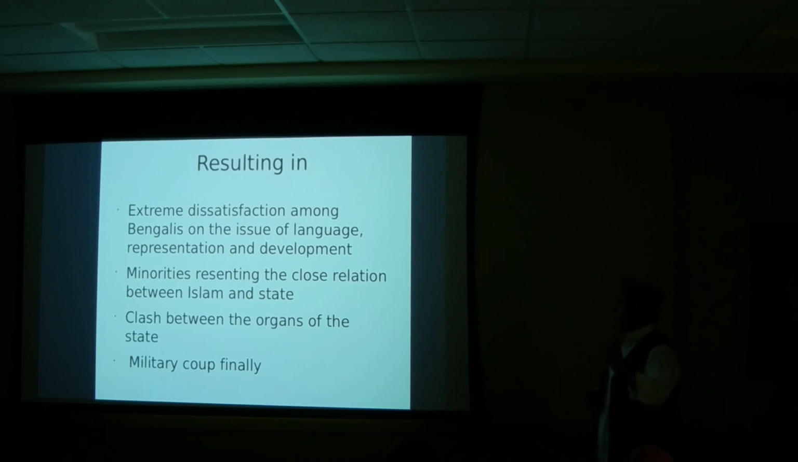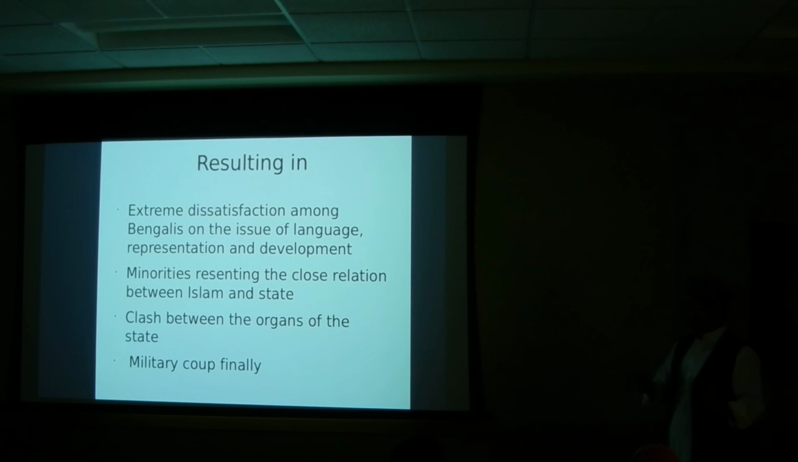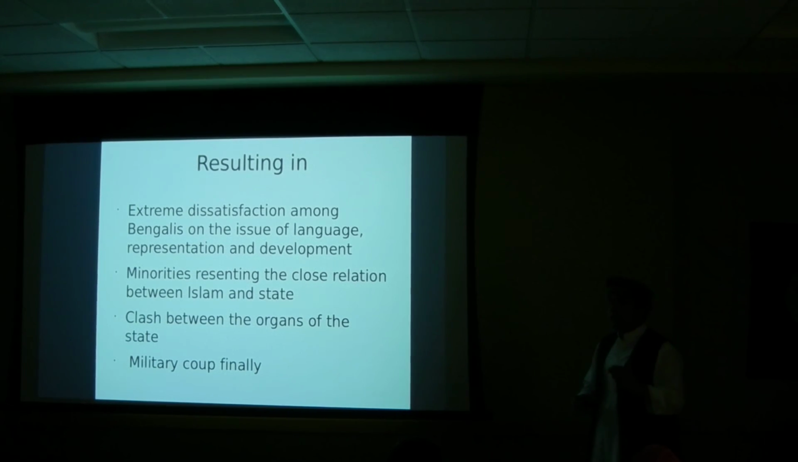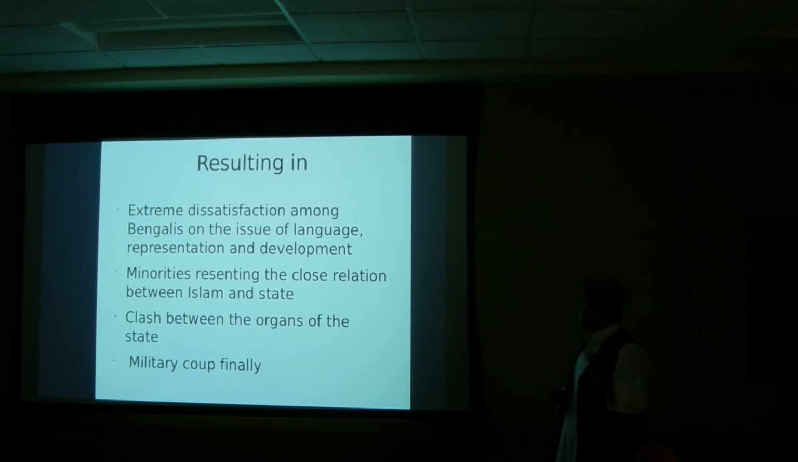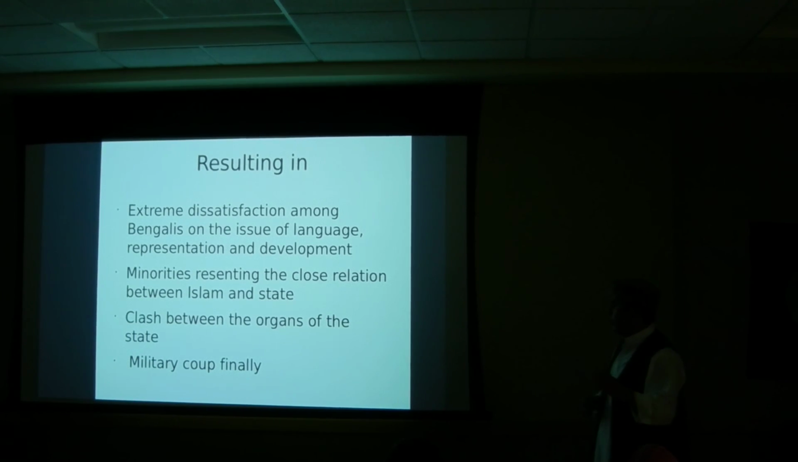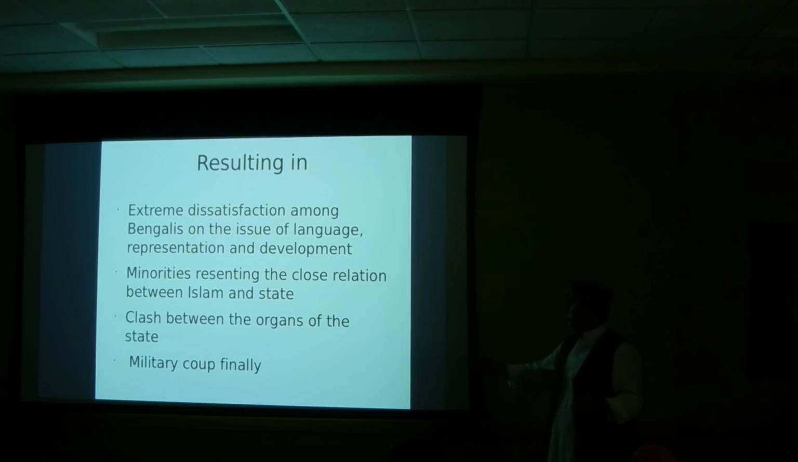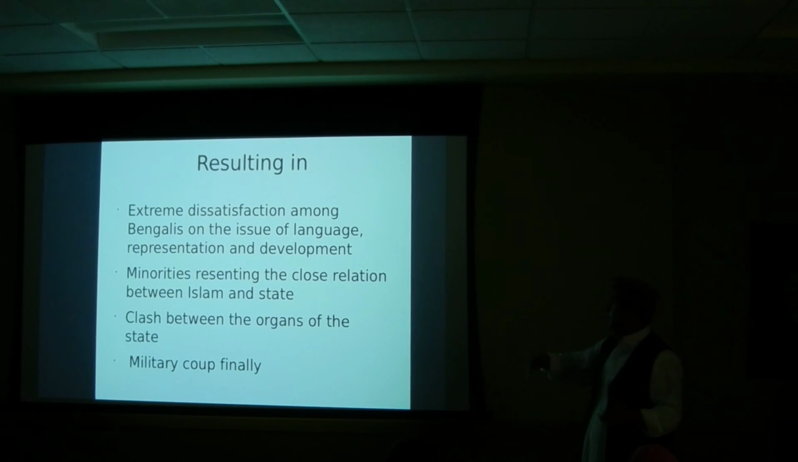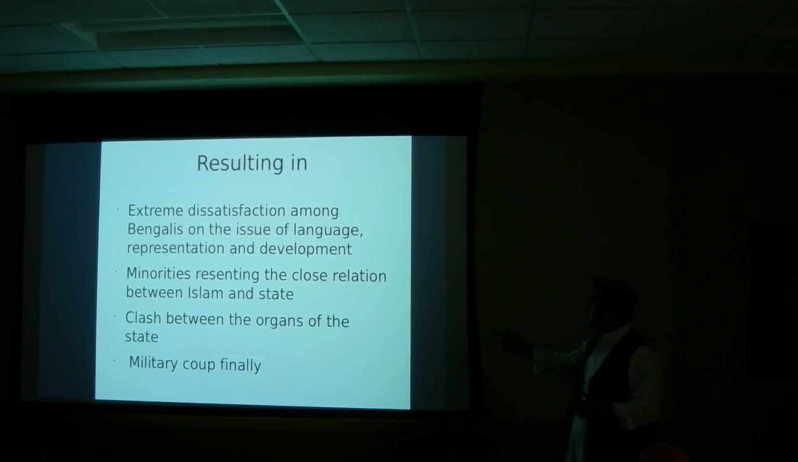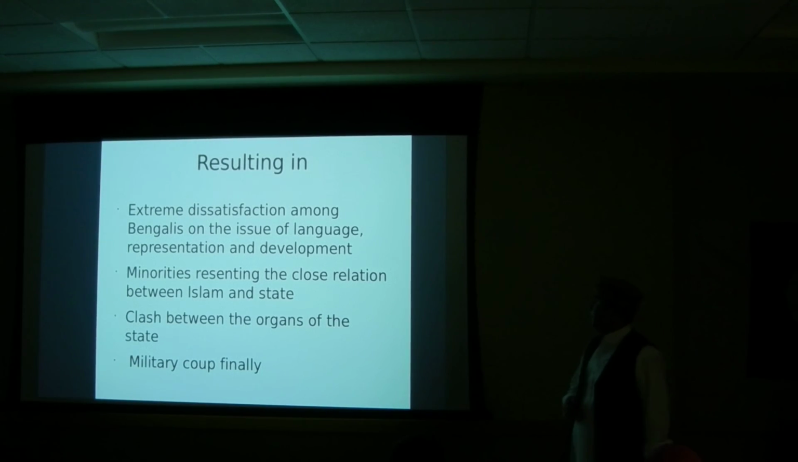Now, adopting these policies, there was extreme dissatisfaction among the Bengalis on the issue of language, representation and development. Minorities started resenting the relationship between Islam and the state, because about 20% of the people living there were non-Muslims, and they were severely resenting it. And moreover, the judiciary was fighting the legislature, and the legislature was fighting the executive, making the whole thing a mess. And finally, the military took over in 1958.